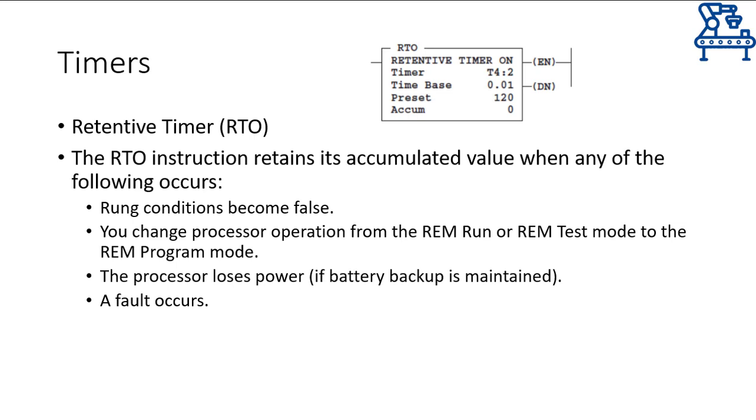The last type of timer is the retentive timer, and it is exactly similar to the on delay timer. The exception here is that even if the run conditions go false or the PLC loses power or its mode is changed to any other mode from the run mode, or even if any fault occurs, the accumulator value of this timer will not reset to 0. It will be maintained, and whenever the timer is enabled again, the accumulator will start incrementing from where it stopped. You can say that this timer times the cumulative time for which it has been enabled.